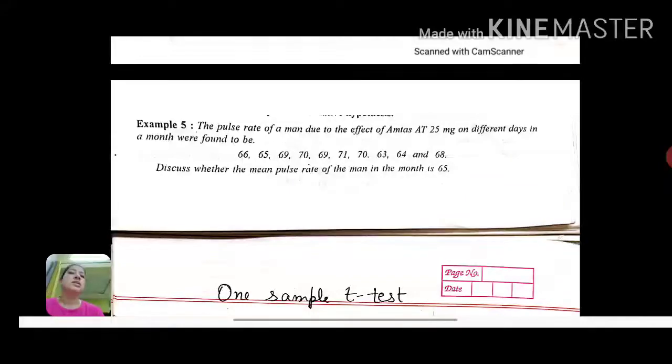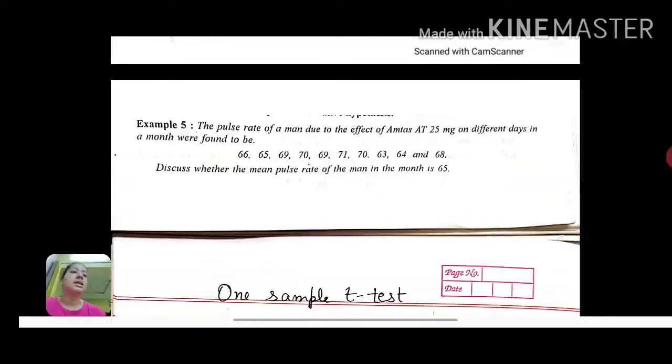Okay, here is the example. You can see that the pulse rate of a man due to the effect of AMTAS 80-25 milligram on different days in a month were found to be these. Discuss whether the mean pulse rate of the man in the month is 65 or not.